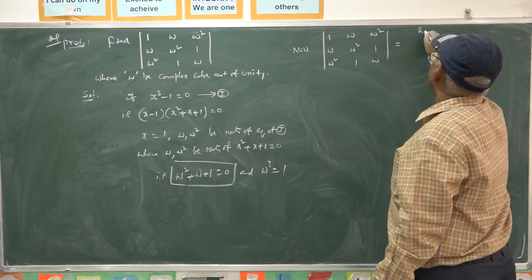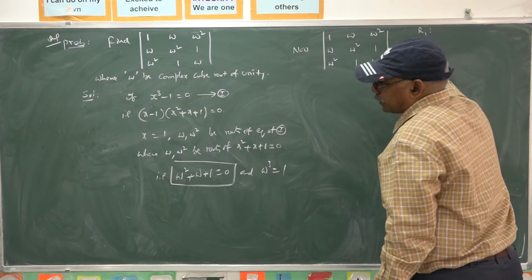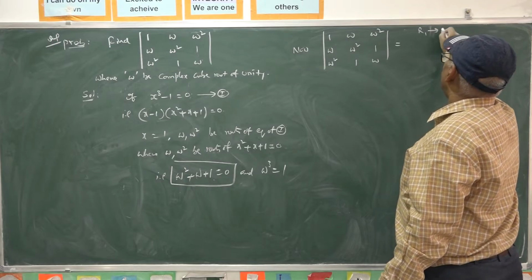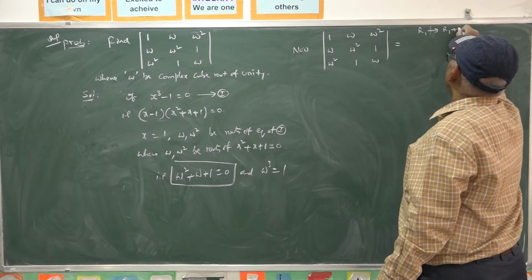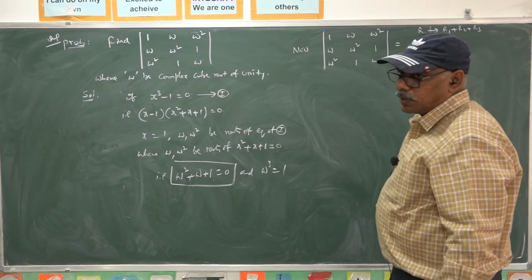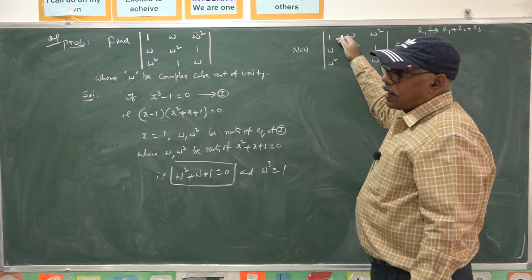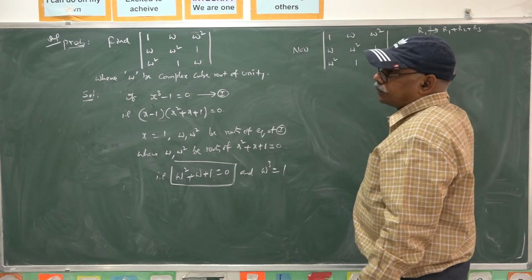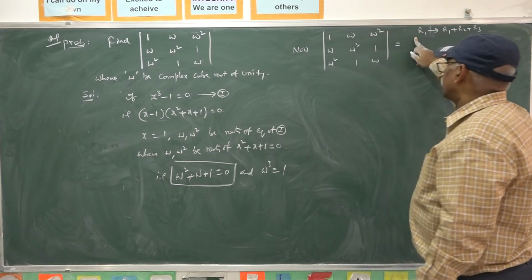Now I will apply the row transformation. R1 changes to R1 plus R2 plus R3. I am adding all the corresponding elements of the rows and writing that value in the first row. That is the transformation here.